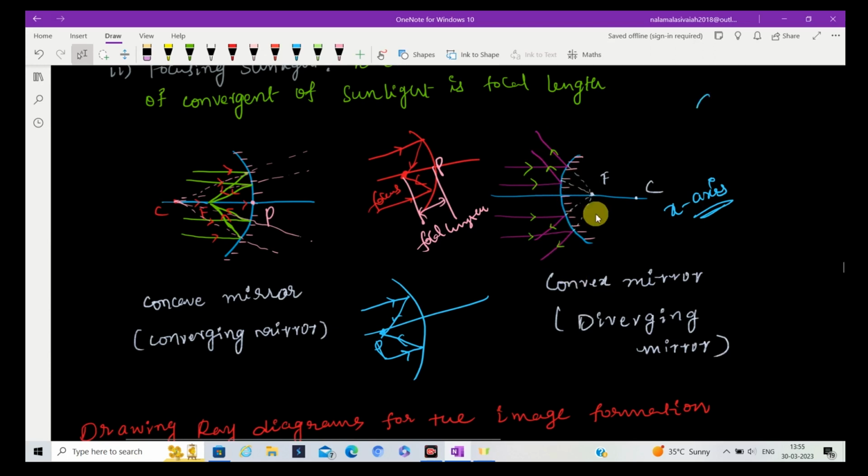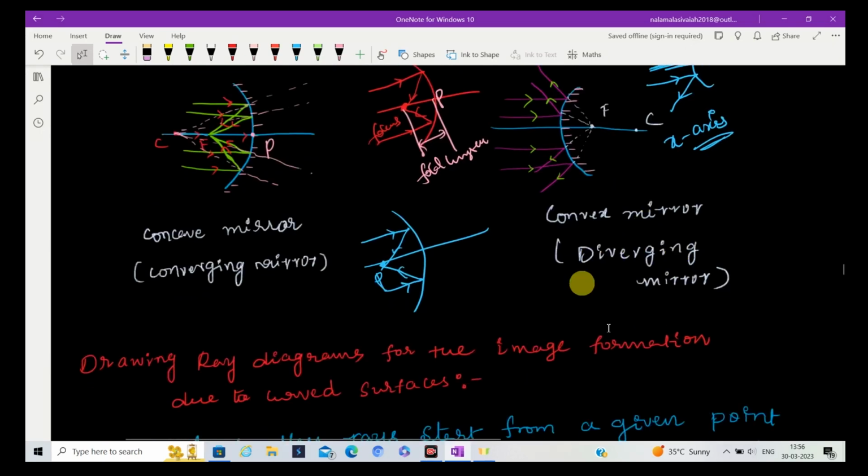Suppose you take it like this, so you can see this diagram. Here I'm taking this incident ray. This is also an incident ray. After reflection, those light rays are moving away from the principal axis. So from this we can observe, this is about the convex mirror, that is nothing but a diverging mirror.